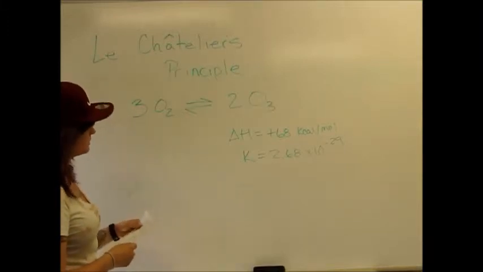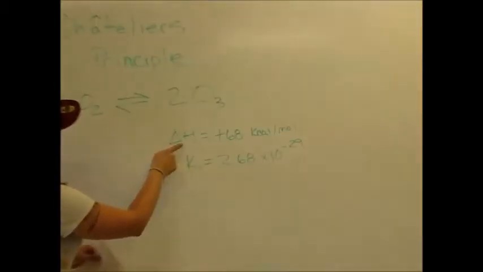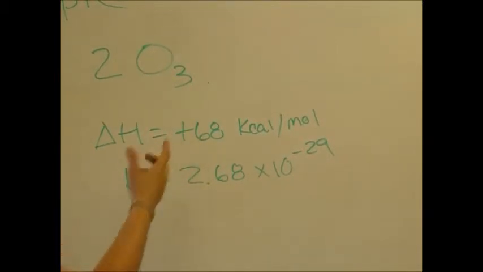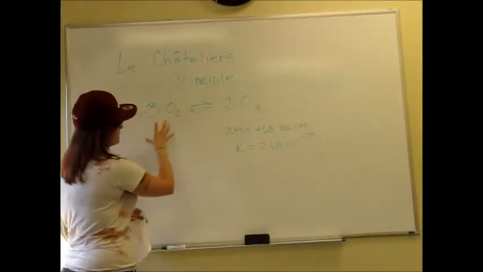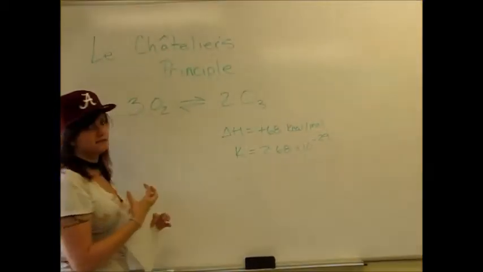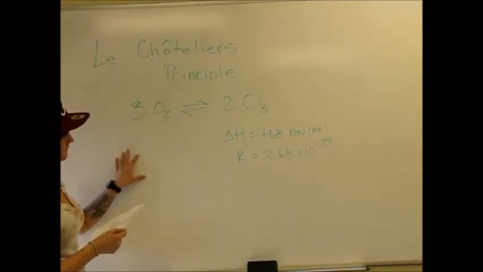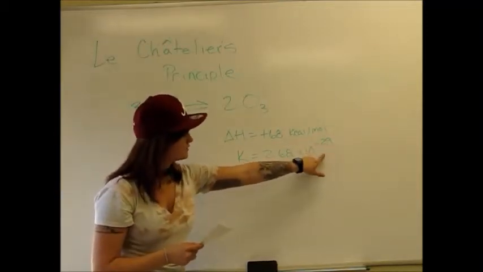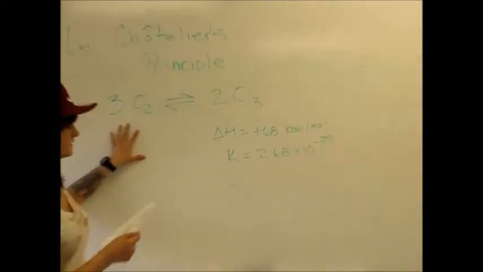The first one being, is this an endothermic or exothermic reaction? And in order to figure that out, you look at your enthalpy value. It's a positive 68, which means that this reaction is absorbing energy in order for it to produce ozone. So the heat is over here on this side. And if it absorbs heat, it means it's endothermic. Then it asks if this reaction favors reactants or products. You go down to your equilibrium constant and you see this tiny 10 to the negative 29, which means that this is almost all reactants.